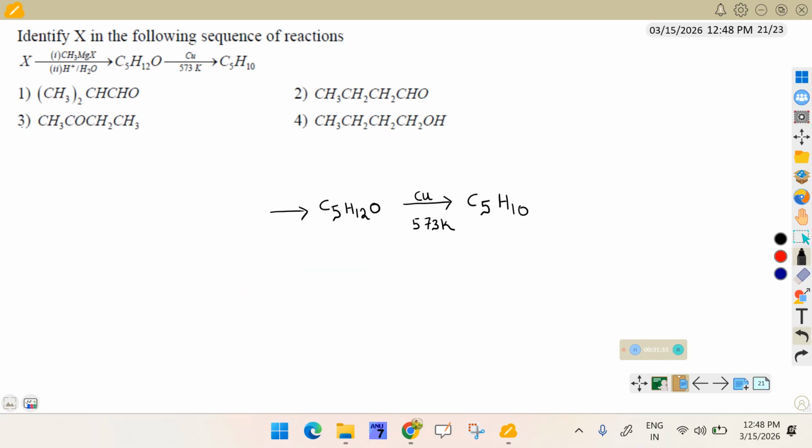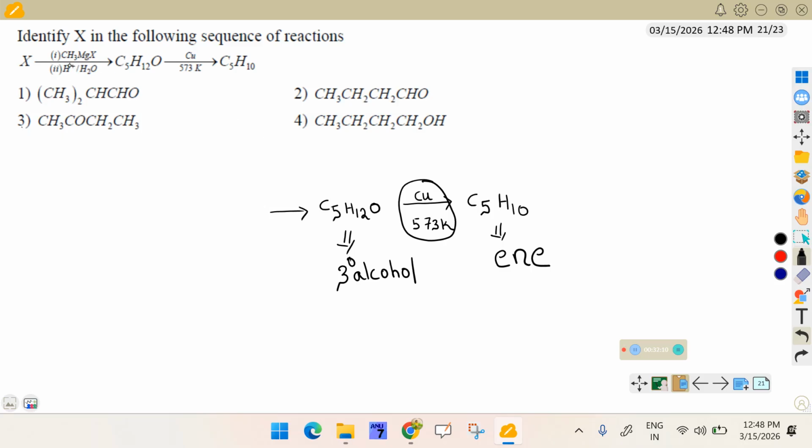The next question, identify X in the following sequence of reactions. Okay. Copper at 573 kelvins. Finally, what is the product? Product is alkene. Alkene is formed as a product. Means copper at 573 kelvins acts as a dehydrating agent.